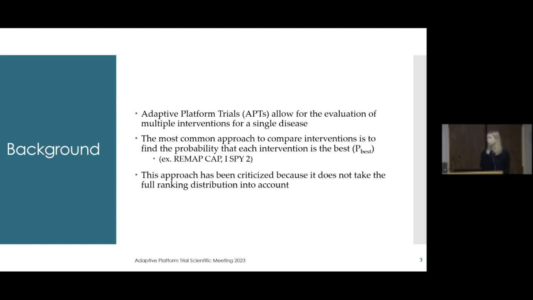The most common approach to compare interventions is to find the probability that each intervention is the best, and we denote this p-best. REMAP-CAP and I-SPY2 are just some well-known trials that use this approach. However, p-best has been criticized when it's been applied to other research areas, such as network meta-analysis, because it does not take the full ranking distribution into account.